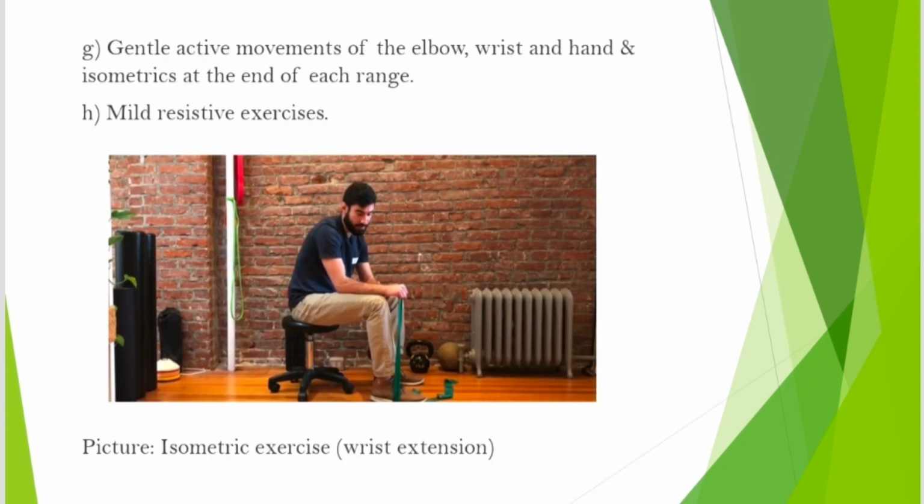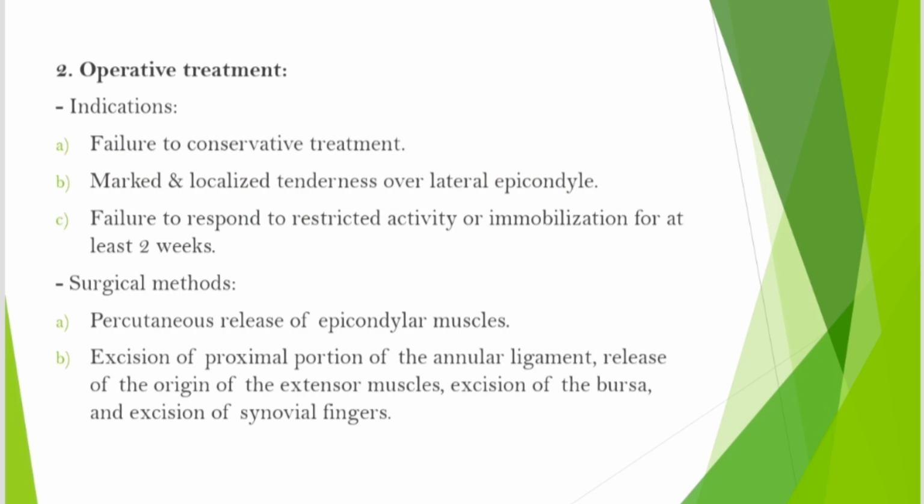Gentle active movements of the elbow, wrist and hand and isometrics at the end of each range are performed. Mild resistive exercises are also initiated. In the picture, the person is performing an isometric exercise with the help of a TheraBand. In isometric exercise, the wrist joint should not be in a flexed or hyperextended position, because in isometric exercise the length of the muscle remains the same.